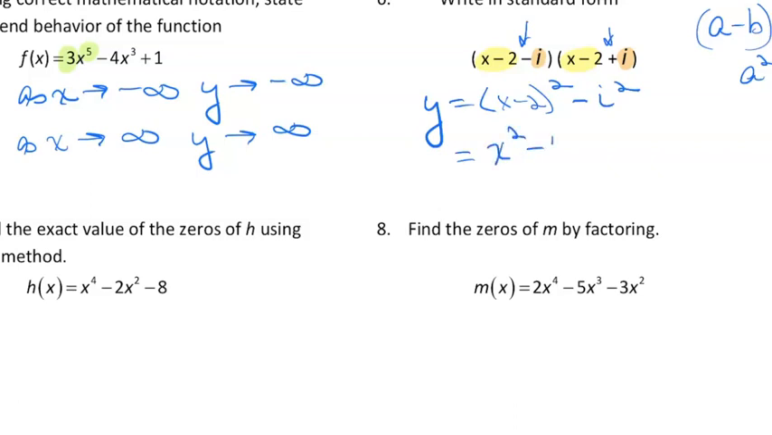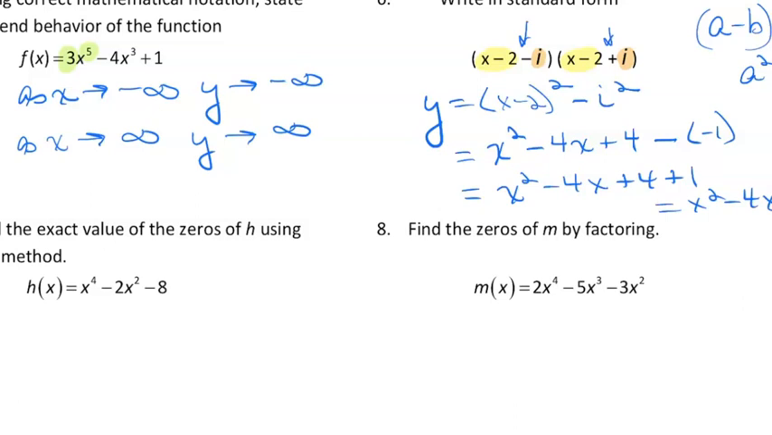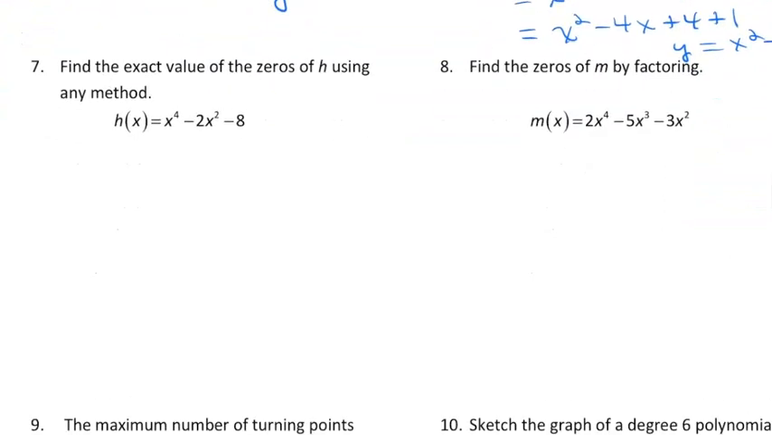This is x squared minus 4x, and then plus 4, and then minus, well, what's i squared? i squared is negative 1. So I'm going to do it like that just so I have my pattern established and that you're seeing where my numbers are coming from. 4 minus negative 1 is a plus 1. So my final answer is going to be x squared minus 4x plus 5. Okay, that is standard form. Notice how my exponents go downhill from squared to linear to constant. Okay, that brings us to 7.